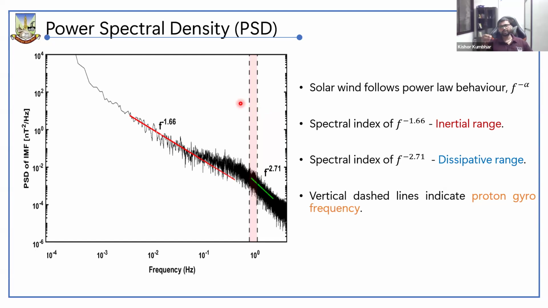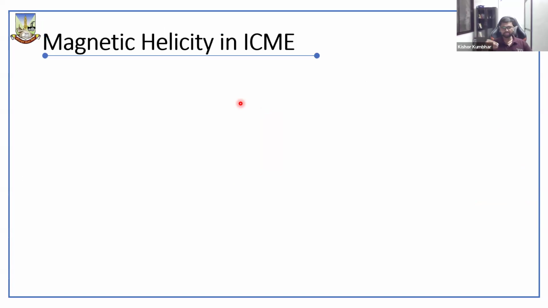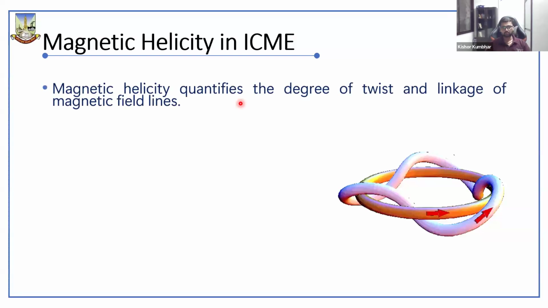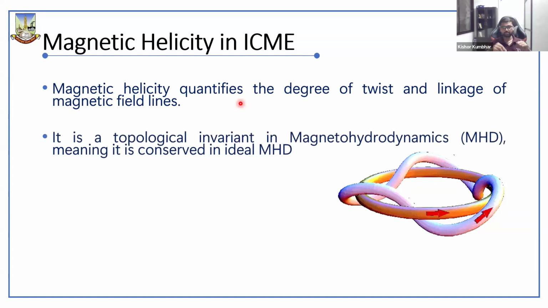So now, since we have identified that this particular region has some dissipation or some exchange of wave energy, we move to a very interesting quantity, which we call magnetic helicity. The magnetic helicity is interesting because it tells us the degree of twistedness of the magnetic field lines, and it is a topological invariant of the MHD equations. That is, it remains conserved in ideal MHD.